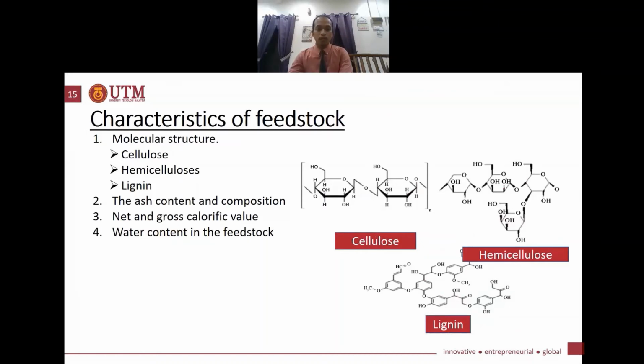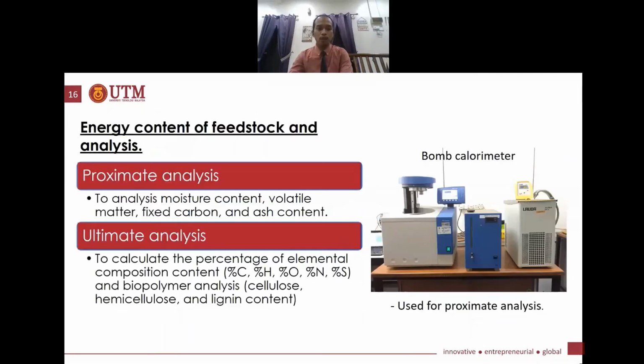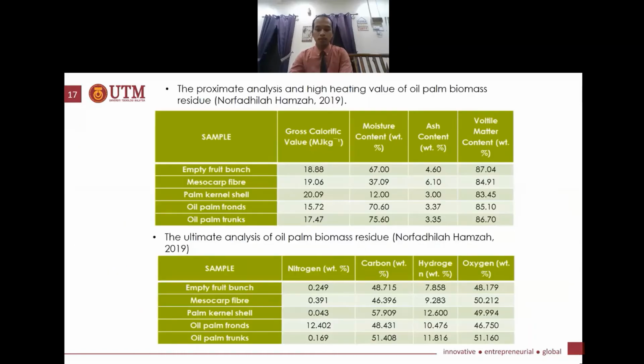Characteristics of feedstock. The molecular structure will have cellulose, hemicellulose, and lignin, along with the ash content and composition, net and gross calorific value, and water content in the feedstock. Energy content of feedstock analysis. We'll have 2 analyses: proximate analysis to analyze moisture content, volatile matter, fixed carbon and ash content; and ultimate analysis to calculate the percentage of elemental composition. And biopolymer analysis is used for cellulose, hemicellulose and lignin content.